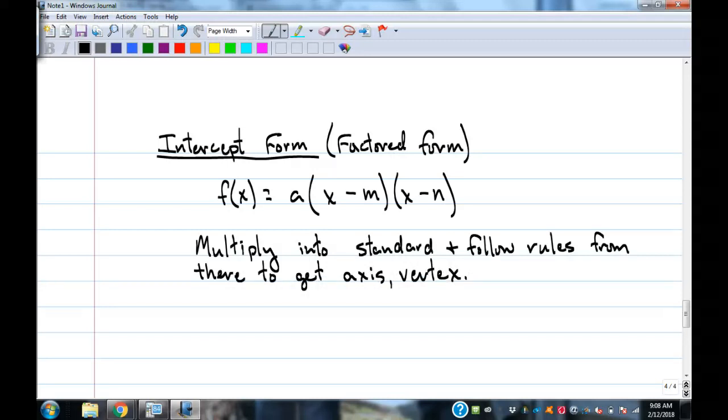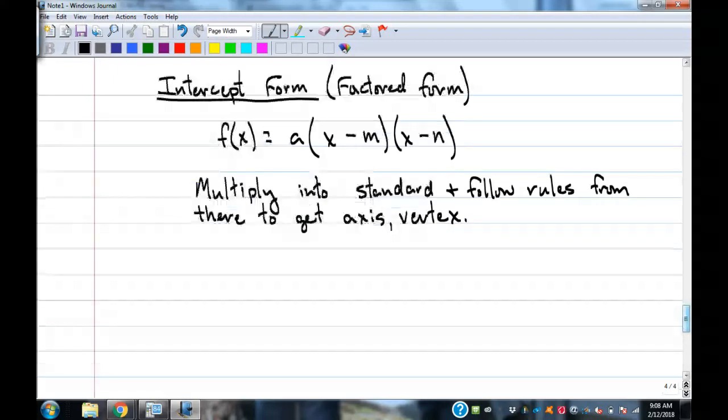To get the axis, the symmetry, and the vertex, that's what I would do. Multiply it to standard form, then use negative b over 2a. And it's going to work out much easier than trying to memorize some formulas for that. Okay.